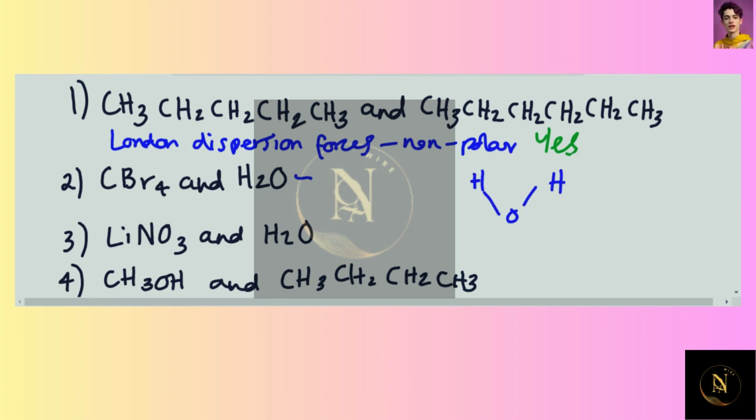We already know that water has hydrogen bonding because, if you remember, hydrogen bonding is when a hydrogen bonds to a fluorine, oxygen, or nitrogen, and we can see that a hydrogen is bonded to oxygen. So this one has hydrogen bonding. So a nonpolar molecule with a molecule that has hydrogen bonding as its dominant force. So no, they can't combine together to form a homogeneous solution.